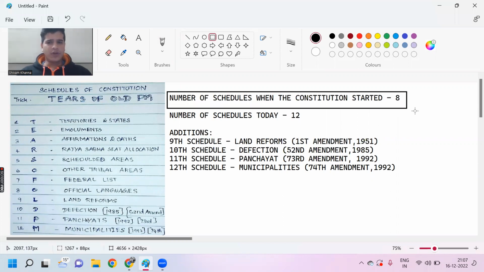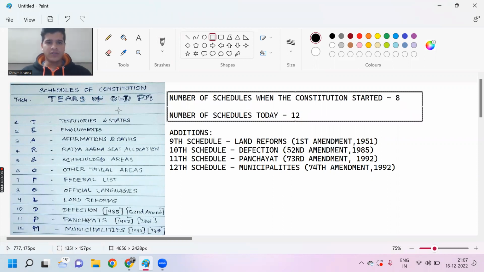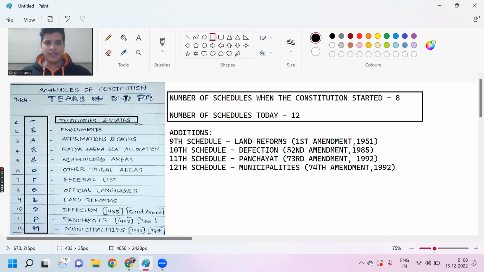So there's a very simple trick to remember all these 12 schedules, and the trick is tears of old PM. You can just imagine an old PM crying, and you can see the tears rolling down his cheeks, and you can say tears of old PM. And T stands for territories and states. The schedule contains all the information which is not mentioned in the parts or the articles. So these are just additions. It is just a table of additional contents.